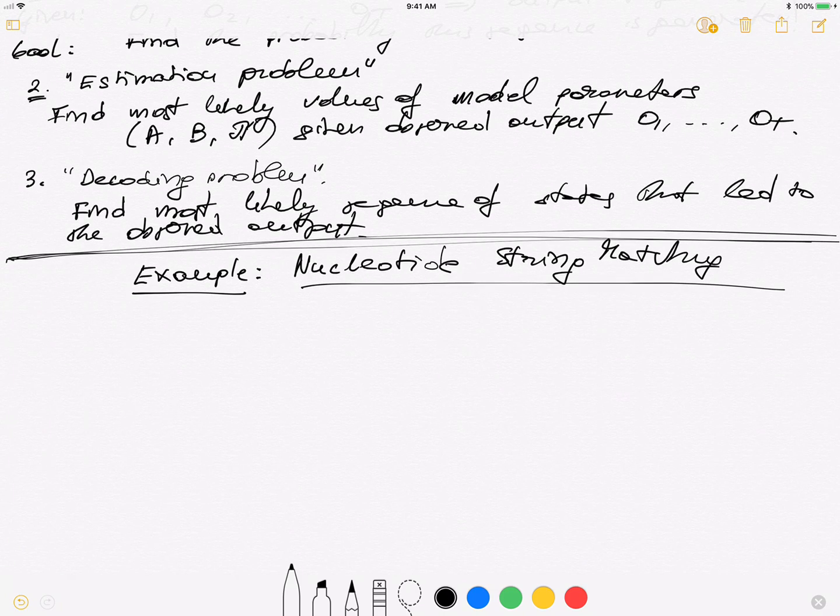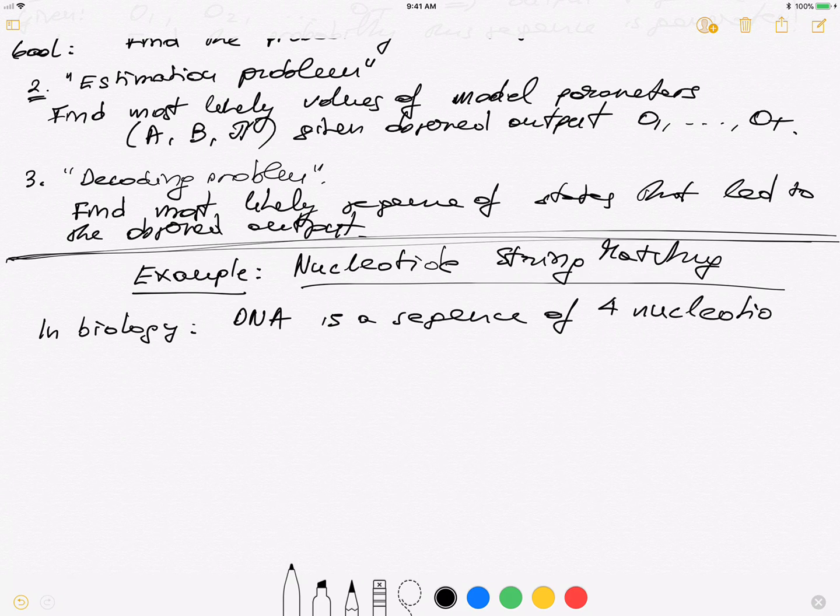So what is nucleotide string matching? In biology, DNA is a sequence of 4 nucleotides which are denoted by A, G, C, and T. And of course they have wonderful scientific names which we won't bother with in this class. And the problem is, say we have 2 sequences of nucleotides from possibly different organisms or even different species.